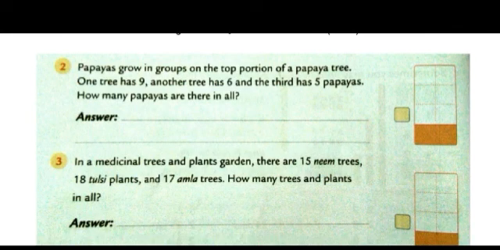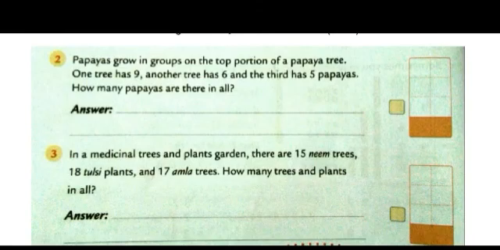Now we move on to the next question. Papayas grow in groups on the top portion of a papaya tree. One tree has 9, another tree has 6, and the third has 5 papayas. How many papayas are there in all? So, first we need to arrange these numbers. A column is given here. This is the ones side and this is the tens column. First we need to arrange them.